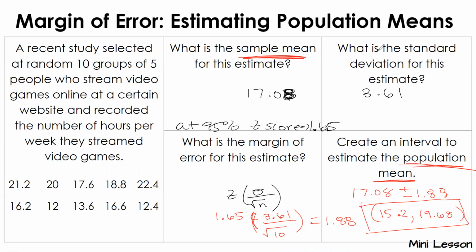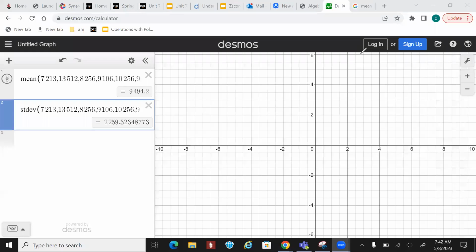On your Delta Math, it asks you to do this. Okay, so for mean, I got 9,494.2. For standard deviation, I got 2,259.32. For margin of error, remember that it's z times sigma divided by the square root of n. So that's going to be 1.65 times the standard deviation, which is 2,259.32. And we're going to divide it by the square root of 10.